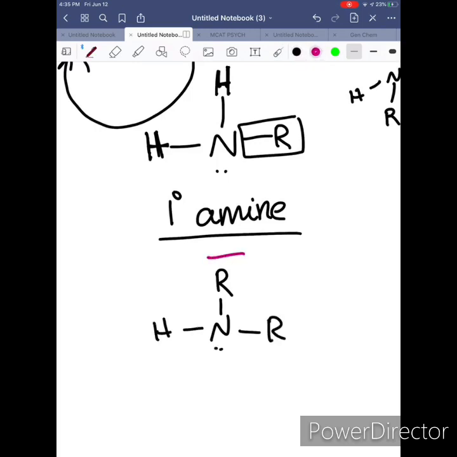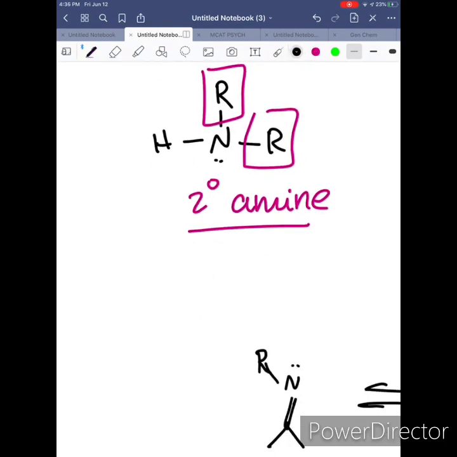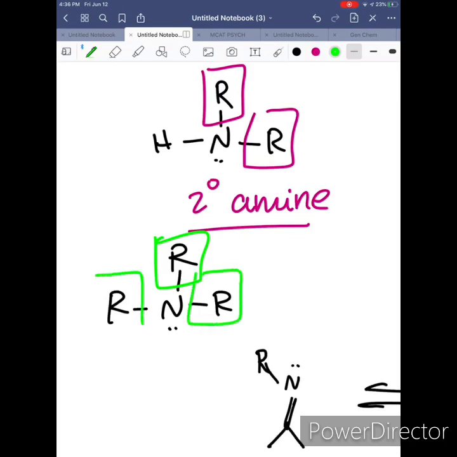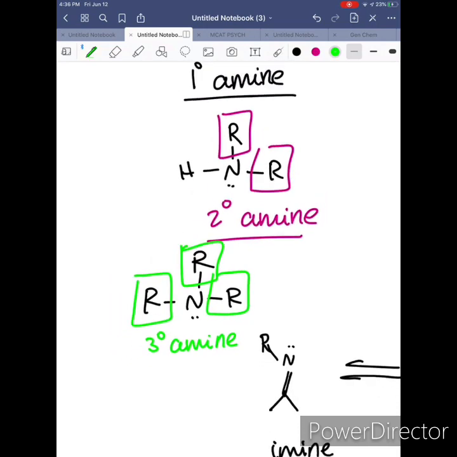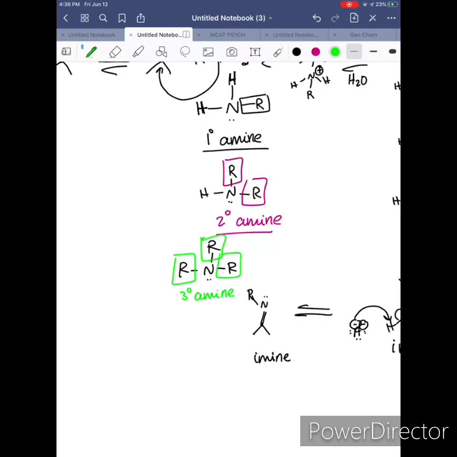If I had something that looks like this, it would be a secondary amine because now I have 2 R groups instead of 1. So this is a secondary amine. If I had something that looks like this, now I have 3 R groups, and this is called a tertiary amine. Okay, so I just wanted to clear that up a little bit.